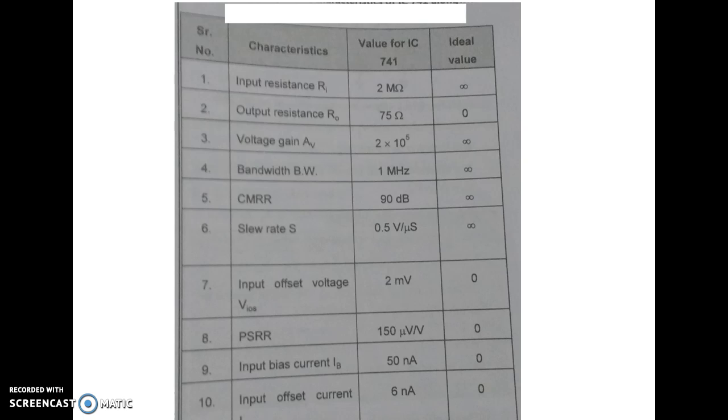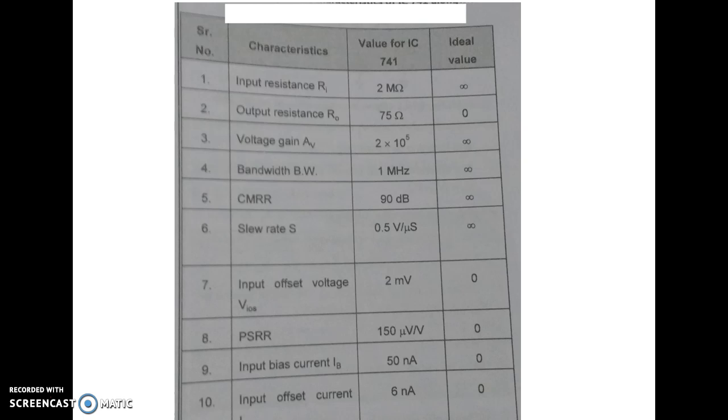If you consider the CMRR, it is defined as the ratio of differential gain to common mode gain. If you consider the input offset voltage, a small differential input voltage that is required to be applied to an op-amp in order to make its output 0 is called as input offset voltage.